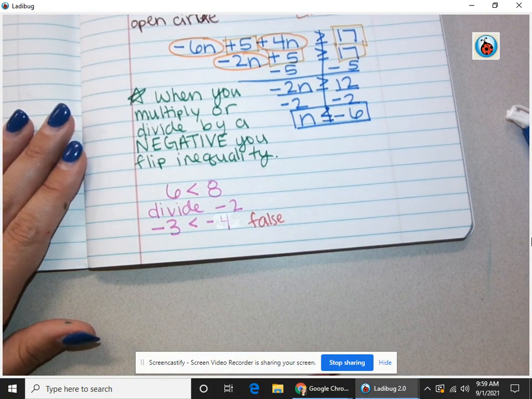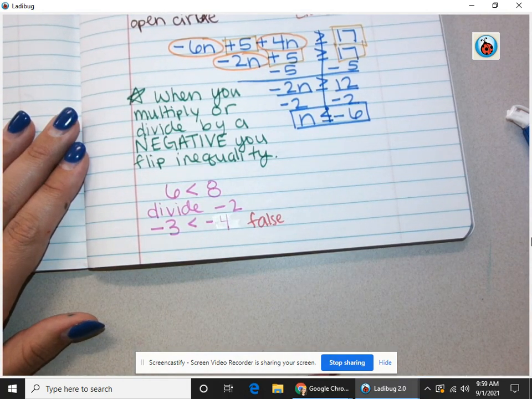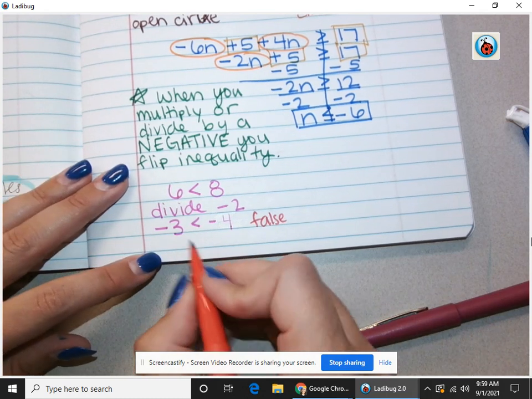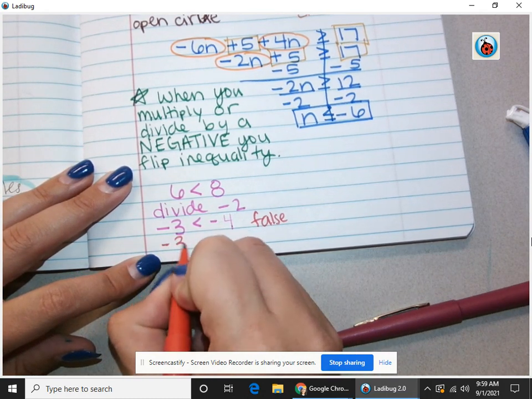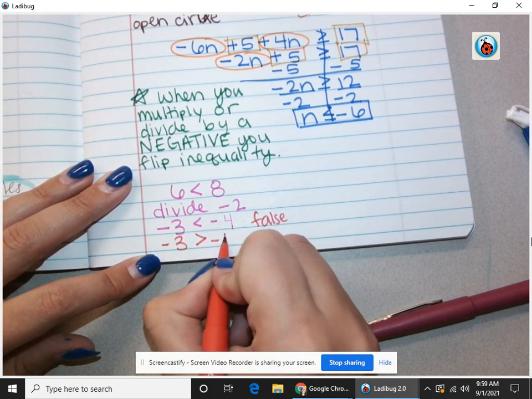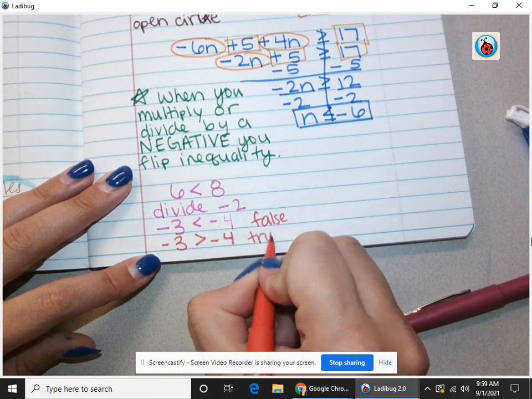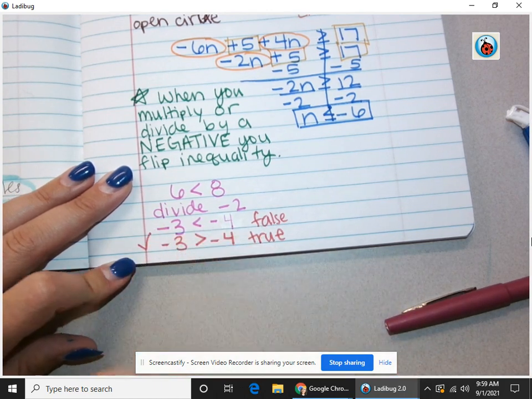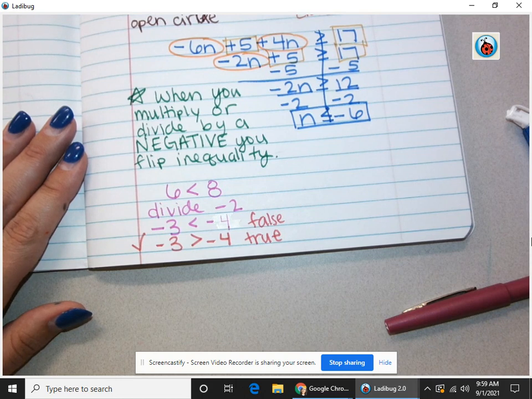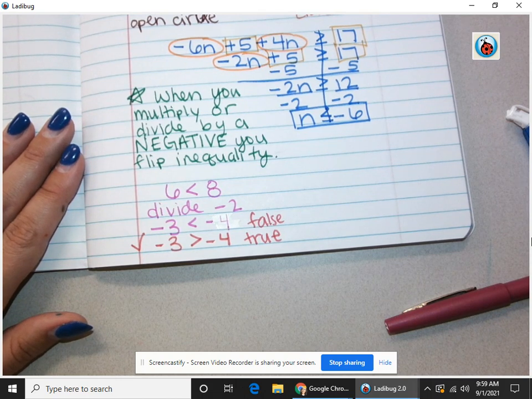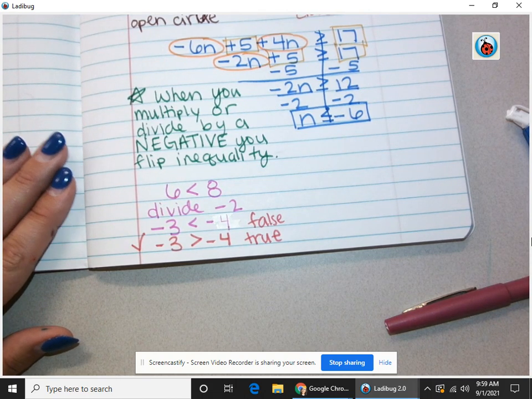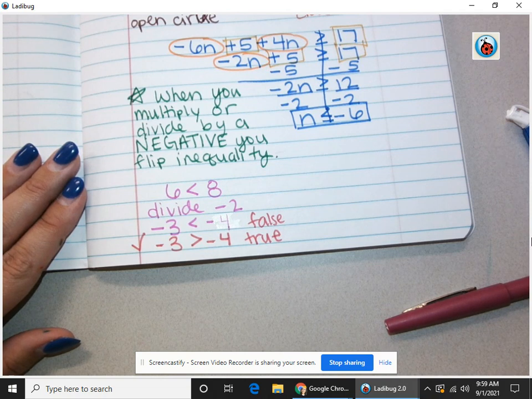Okay? But what would make it true? If I flipped my inequality sign to have negative 3 is greater than negative 4, it's true. So that one little thing makes a problem go from being false to being true. And so that's how it works.